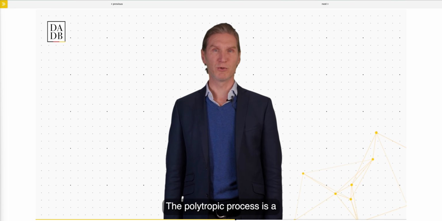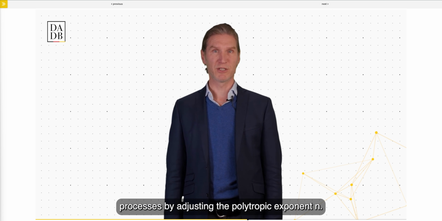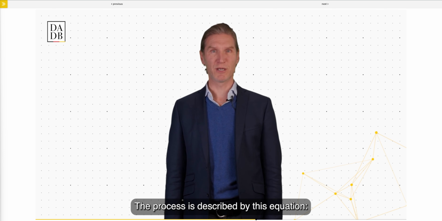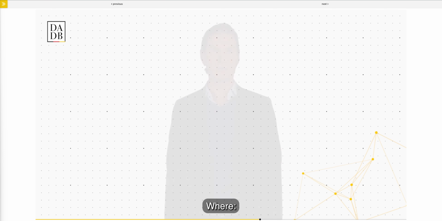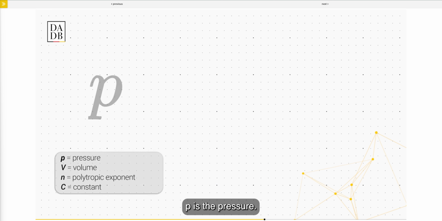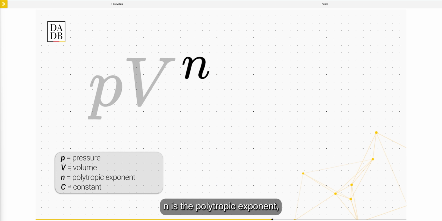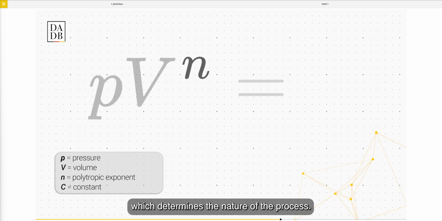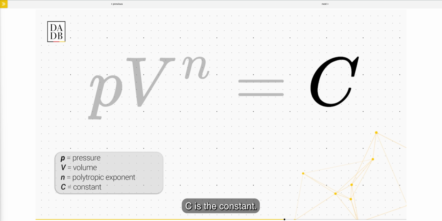The polytropic process is a thermodynamic transformation that can model a wide range of processes by adjusting the polytropic exponent N. The process is described by this equation, where P is the pressure, V is the volume, N is the polytropic exponent, which determines the nature of the process. C is the constant.